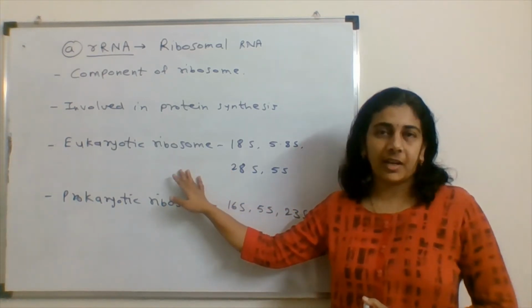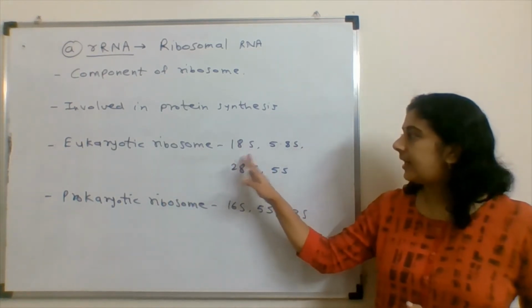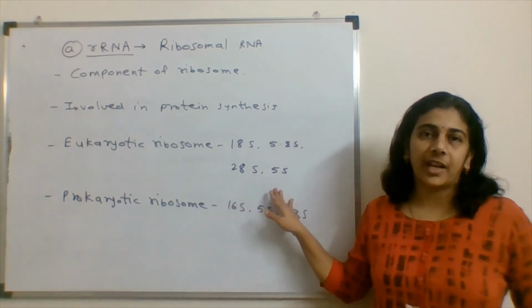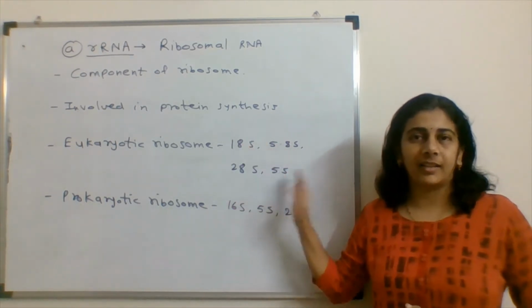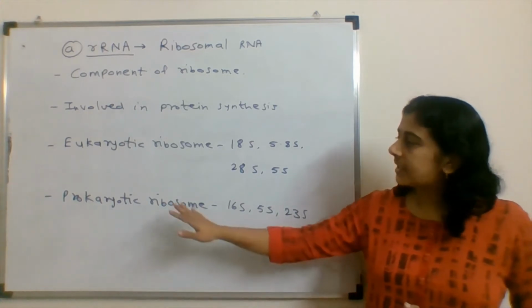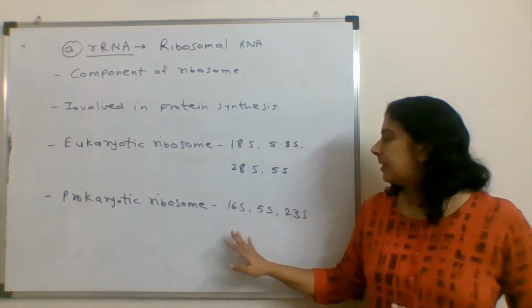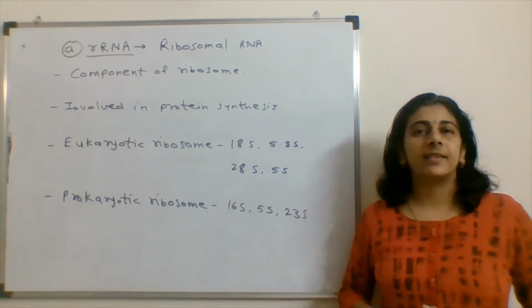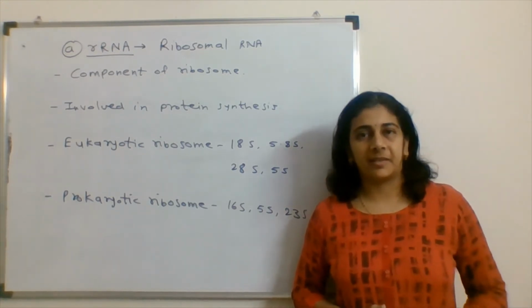A eukaryotic ribosome has 18S, 5.8S, 28S and 5S rRNA, whereas in a prokaryotic ribosome, 16S, 5S and 23S rRNA are present.